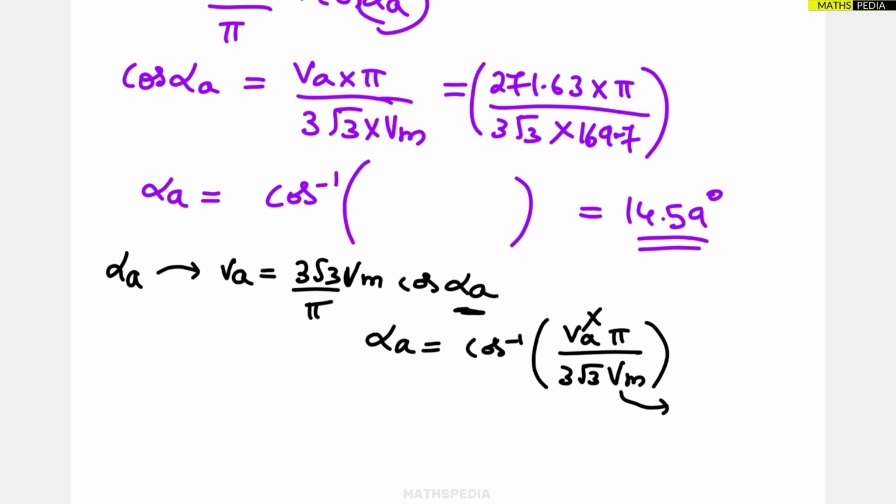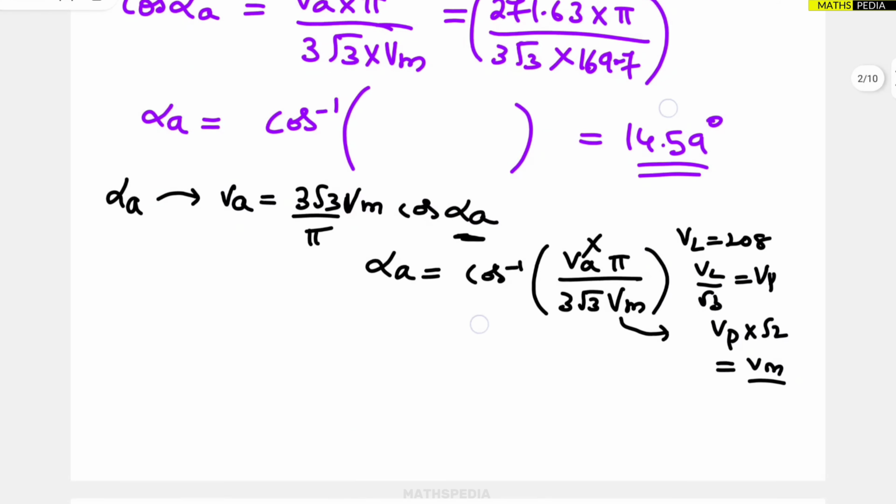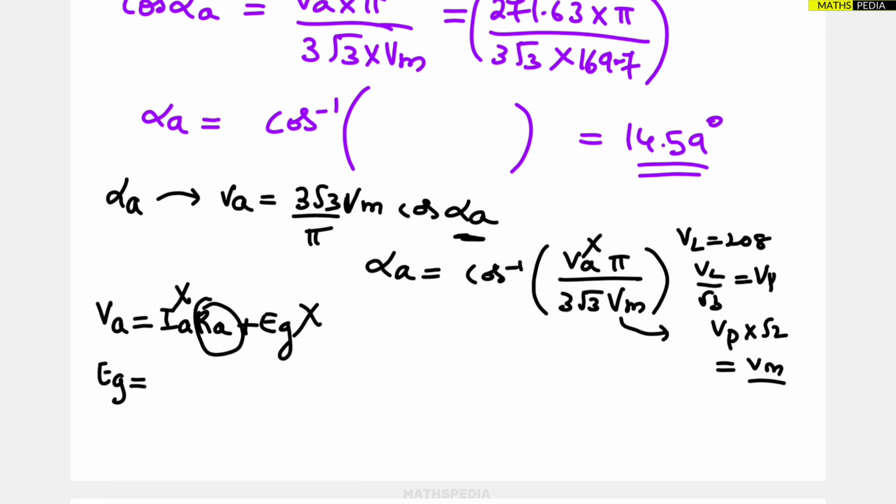In this, VA we don't know. Vm we calculated using the given question: it is VL 208. We divided it by root 3 in order to get V phase. Then the V phase answer we multiplied with root 2 in order to get Vm. This is the procedure. Now, in order to calculate VA, what are we doing? The VA formula for a separately excited DC motor, I hope you remember, is IARA plus EG. Here the only thing given is RA. These two things are not given, so I need to find out EG. EG is equal to kV omega IF.